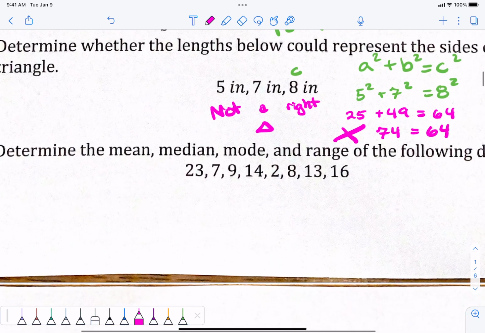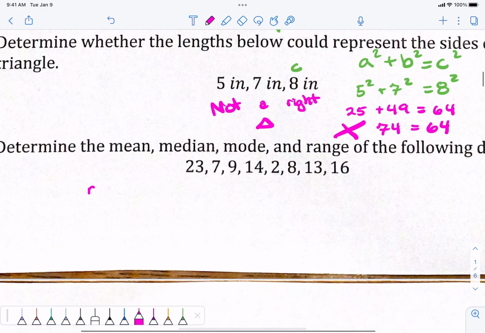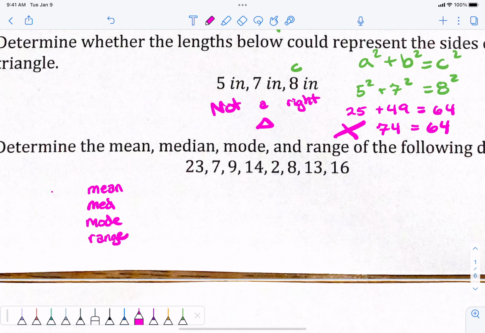I'll leave that on the screen. Let's do mean, median, mode, range. We need those. Mean, median, mode, range. Mean is the average.